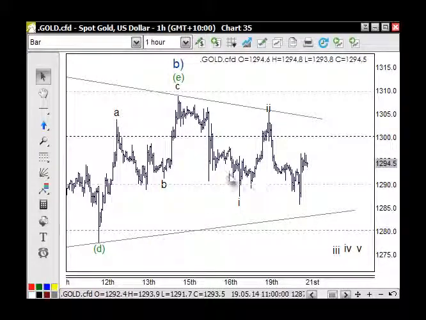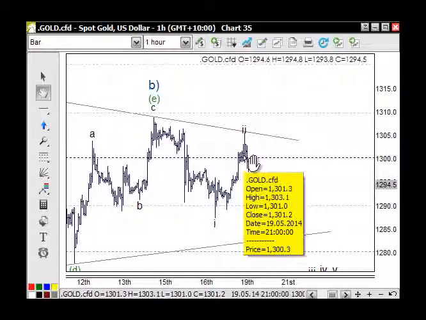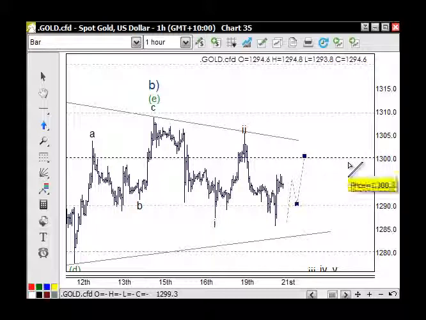So we're looking for this wave one down here. We're looking for an A and a B and a C to retest 1300, and then we're looking for another 5 waves down, and then we're looking for an A, a B and a C wave that can pull back to the 1300 there and then move down from that point. So that's what we're looking at here.